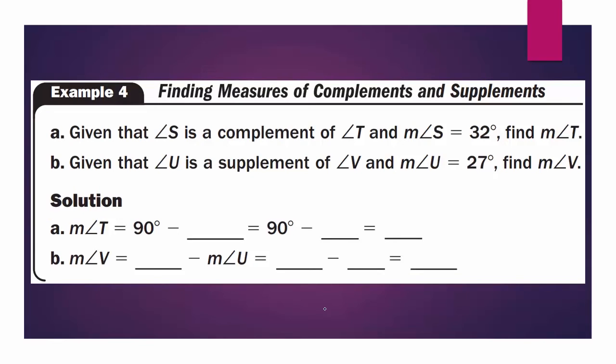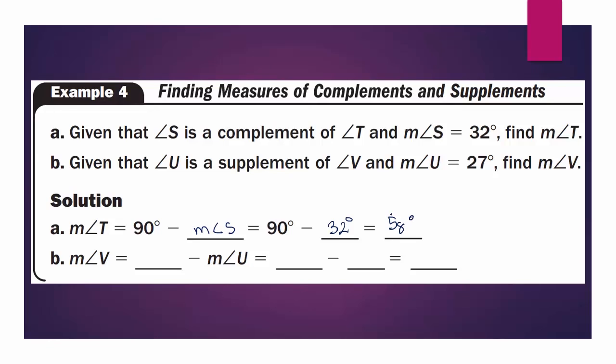Example 4, finding measures of complements and supplements. Given that S is a complement of angle T and the measure of angle S is 32, find the measure of angle T. Well, I know it's a complement, which means that the measure of angle T plus the measure of angle S is going to add up to 90 degrees. So to find the measure of angle T, I'm going to take 90 degrees and subtract the measure of angle S, which gives me 90 minus 32 degrees. Subtract that and I get that the measure of angle T is 58 degrees.